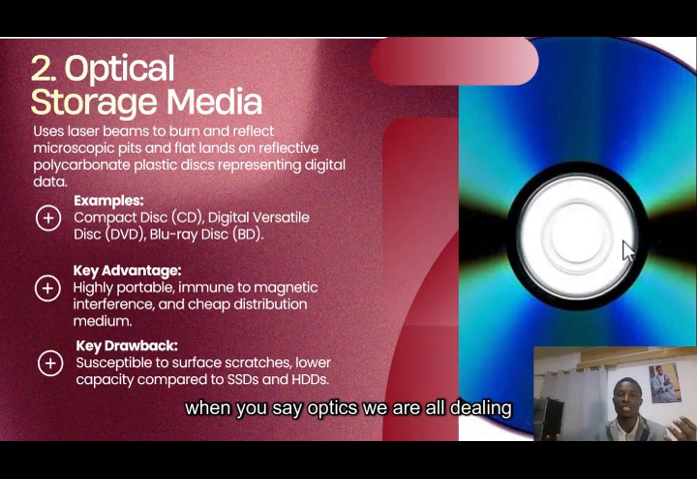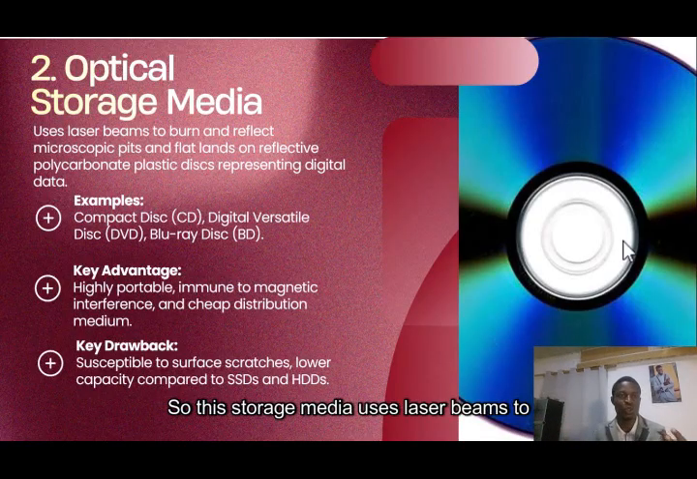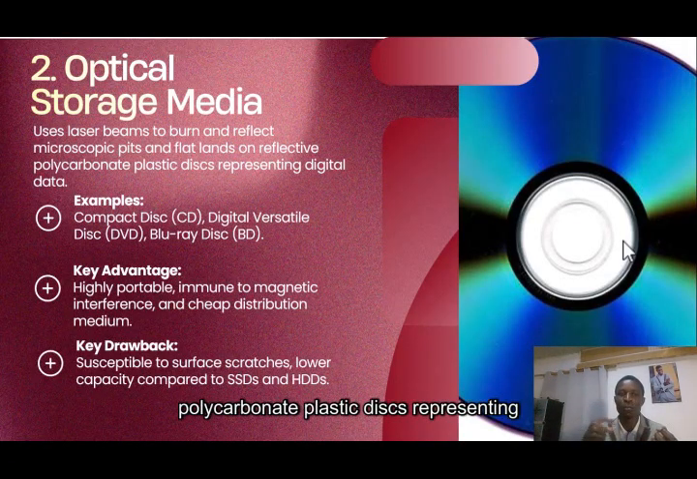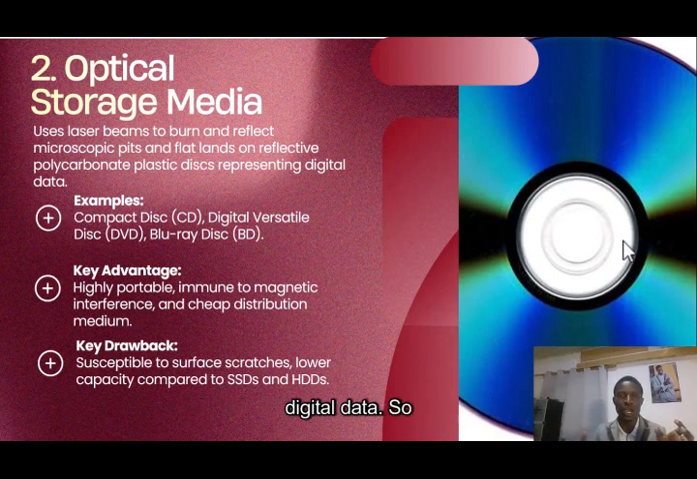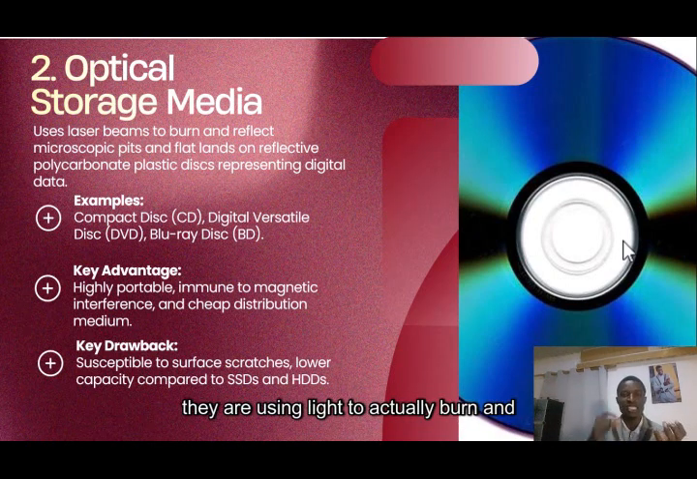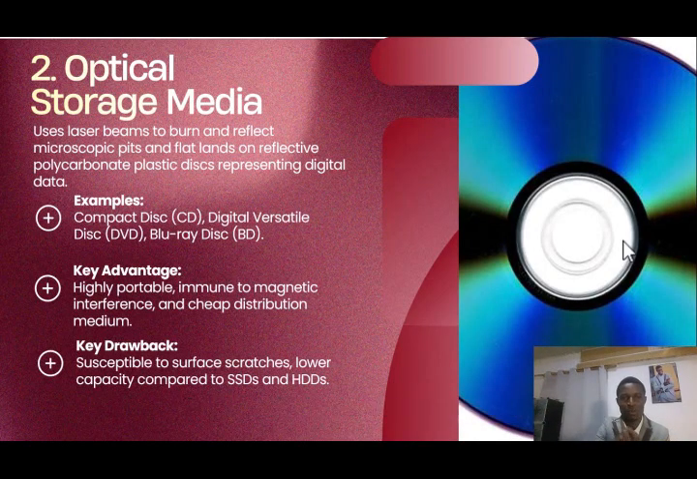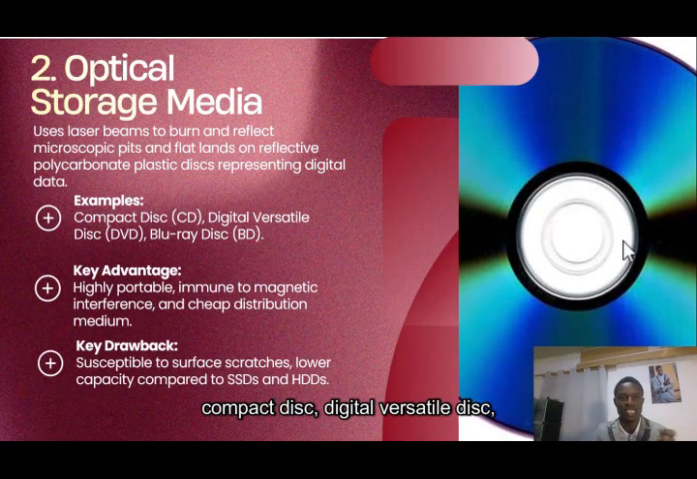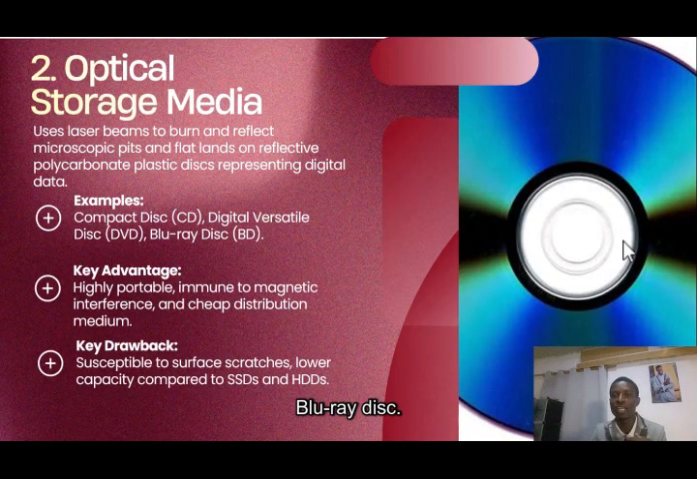The last class of mass storage media that we talk about is optical storage media. When you say optics, we are all dealing with what? Light. So these storage media use laser beams to bend and reflect off microscopic pits and flat lines on a reflective polycarbonate plastic disc, representing digital data. Examples of these optical storage media are the compact disc, digital versatile disc, and Blu-ray disc.